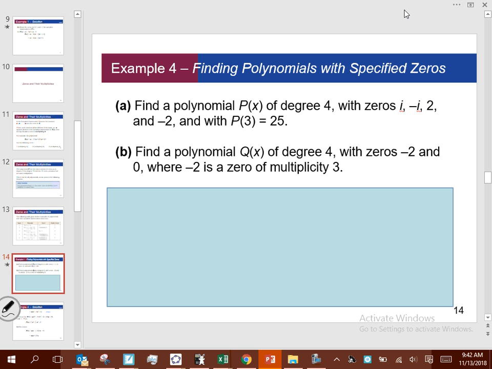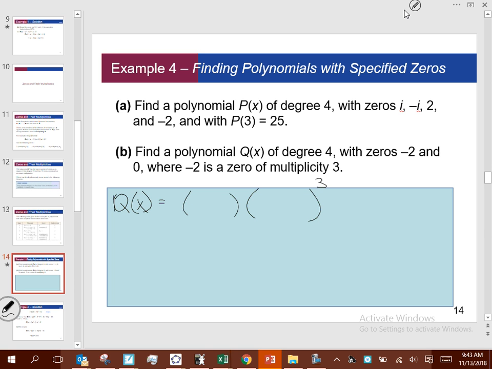So find a polynomial q of x of degree 4 with 0 is negative 2, 0, and negative 2 is a 0 of multiplicity 3. So again, I'm going to write out, it's degree 4, so if I wanted to put, like I did in the last one, 4 sets of parentheses, I could do that. But it doesn't really make a whole lot of sense because one of those has a multiplicity of 3, right? So let's just structure it that way. So now I know at least the overall structure.